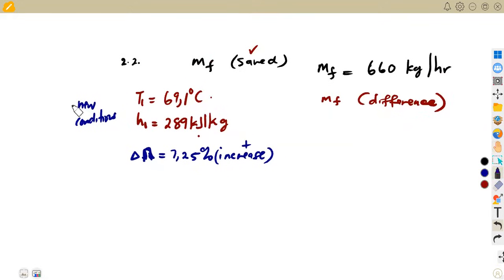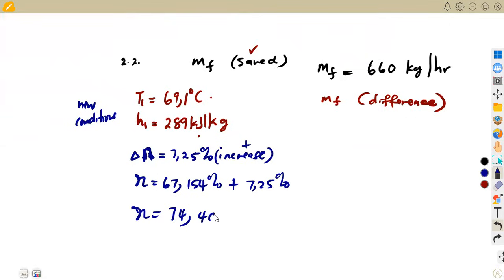So at the new conditions, we are going to have our efficiency, since it increased from the original of 67.154. That was the original efficiency. We are going to add 7.25%. So that gives us the efficiency of the new condition as 74.404%. So this is our new efficiency in this case, and we have got the new temperature for the input of water at the economizer.